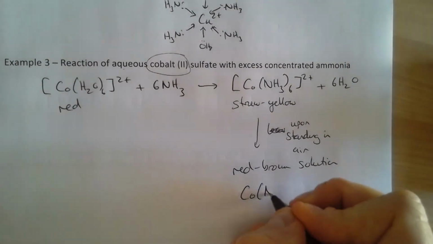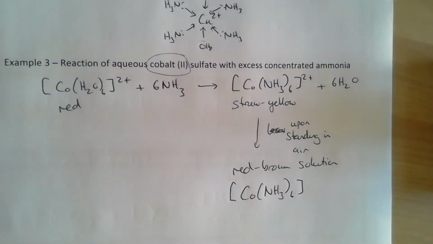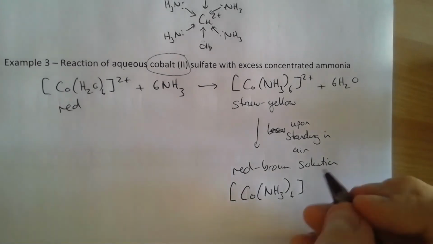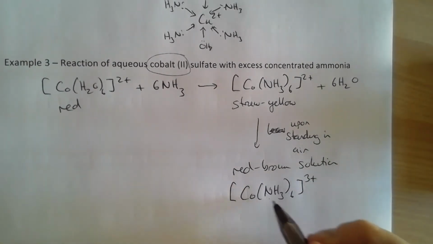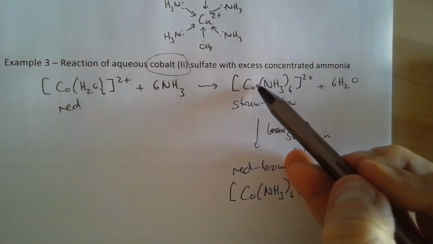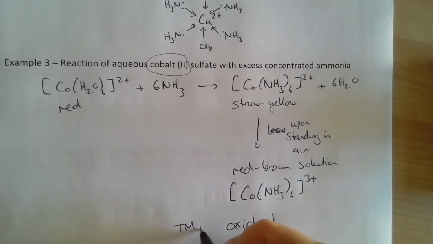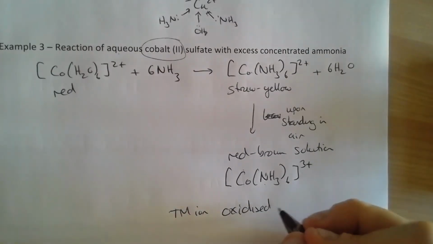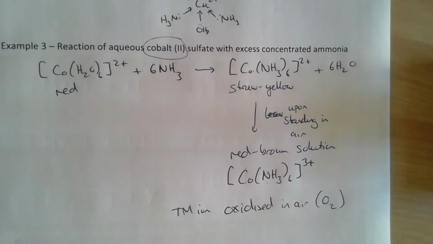What's happened to it is this. There's no change, so it's not a ligand substitution reaction, it's still this, but it's now a 3+ charge. So the ammonia has no charge. What's happened in coming from here to here is the transition metal ion has oxidized in air. So the O2 has caused that to happen. So it isn't a ligand substitution reaction, it's just oxidized in air.